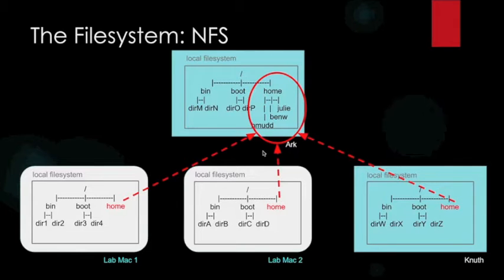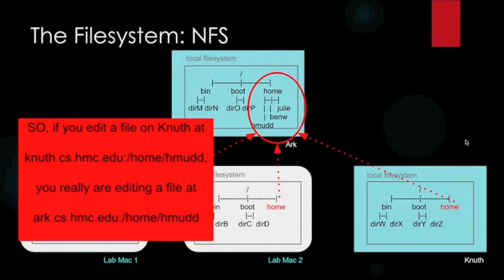When you edit a file in your home directory, you are really editing the files stored on ARC. Thus, if you edit a file in your home directory on LabMac1, and then you log into Knuth, the edited file will appear in your home directory on Knuth, because you really edited the remote file that all the machines access.